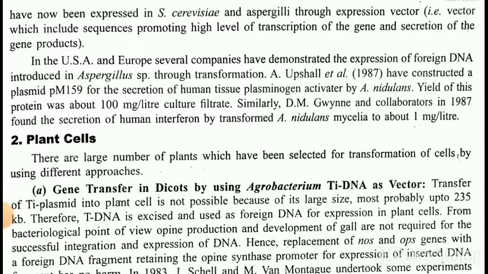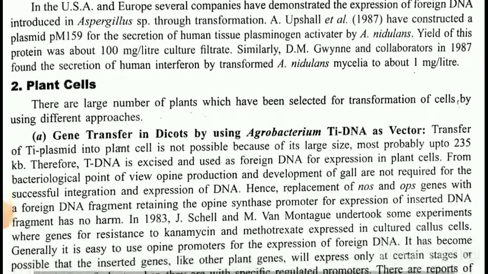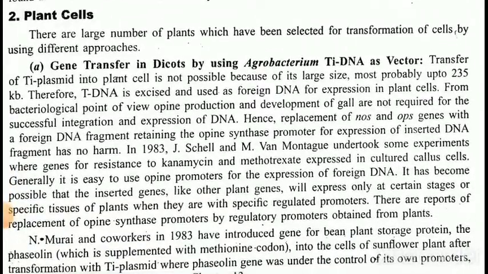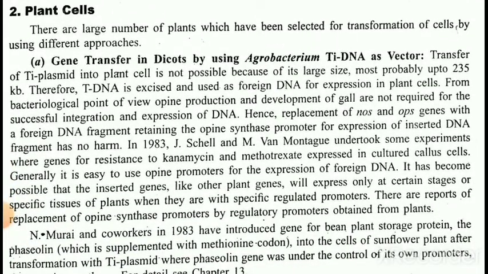Upshall et al. in 1987 constructed a plasmid pM159 for the secretion of human tissue plasminogen activator by A. nidulans. Yield of this protein was about 100 mg per liter of culture filtrate. Similarly, D. M. Gwynne and collaborators in 1987 found the secretion of human interferon by transformed A. nidulans mycelia to about 1 mg per liter. 2. Plant cells.